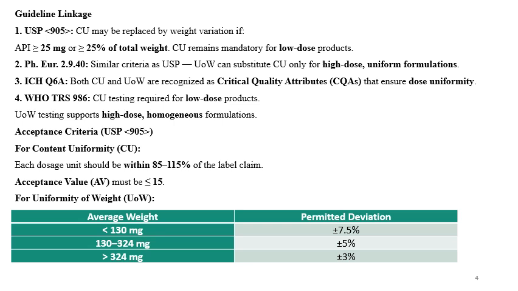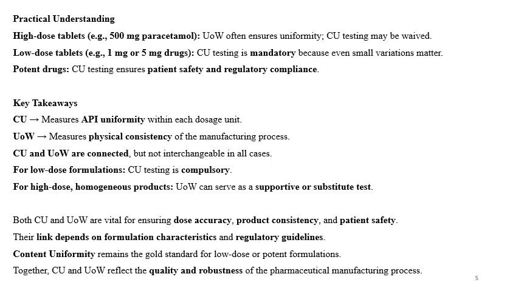For uniformity of weight, different pharmacopoeias have different criteria. I have included an example here. Below 130 mg, 7.5% deviation for the weight. If the formulation weight, or tablet or capsule weight, or fill weight, is 130 to 324 mg, 5% variation can be allowed. If the average weight is more than 324 mg, 3% deviation is permitted.